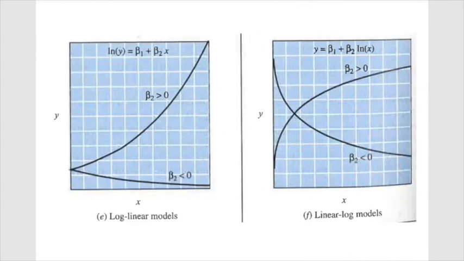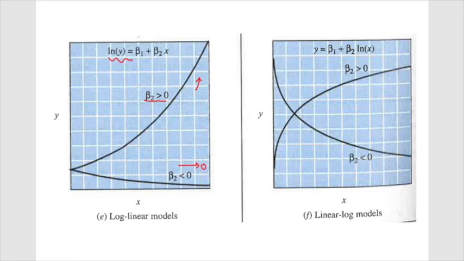Another commonly used functional form is the log over linear model. Log y equals beta 0 plus beta 2 times x. When beta 2 is larger than 0, we have the increasing function, and the slope is also increasing. But when beta 2 is smaller than 0, we have this decreasing function, and the slope gradually goes to 0.